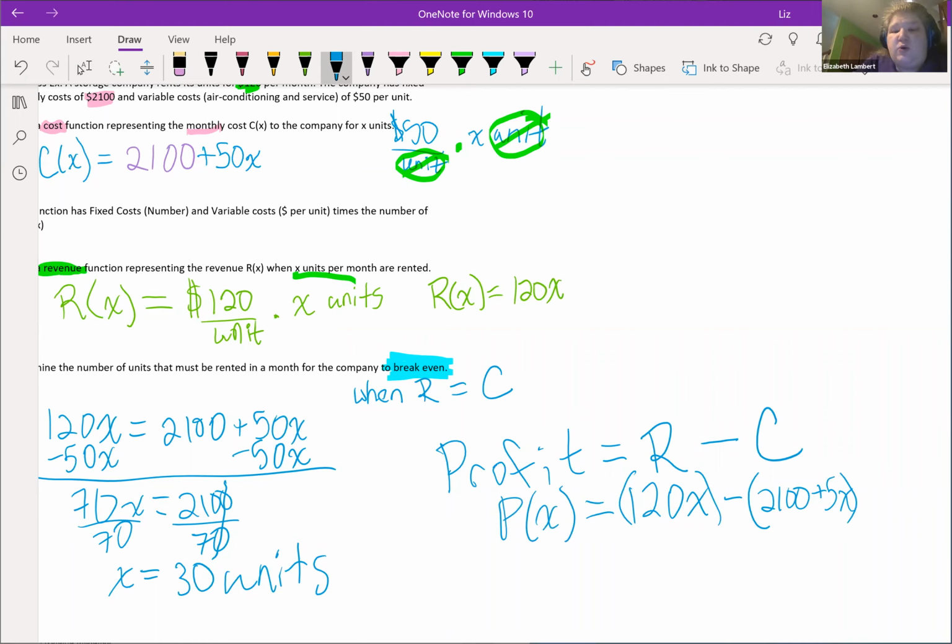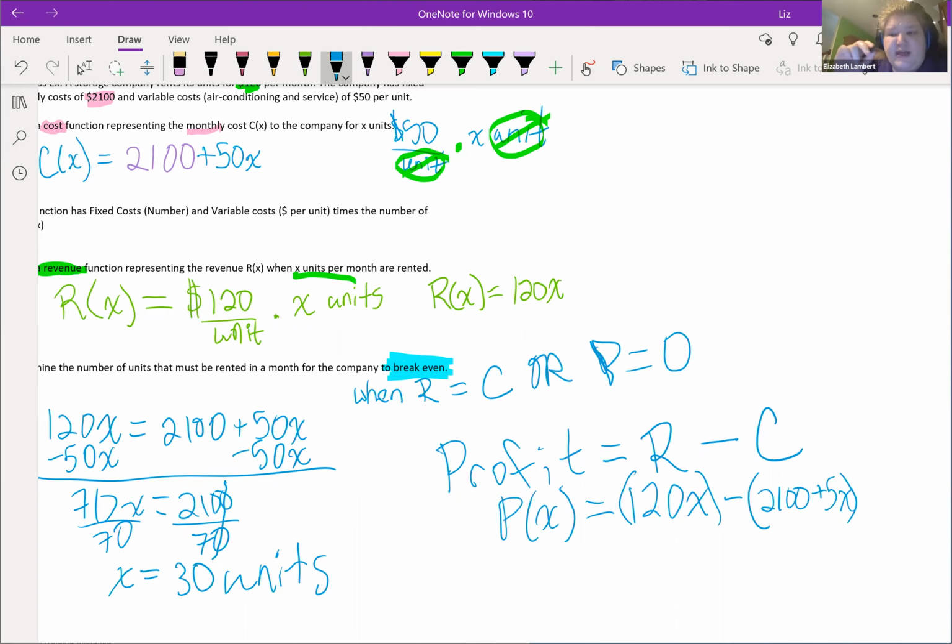So when R equals C, that's the same as R minus C equaling 0. So the profit is 0 at the break-even point. So that's the other way to figure this out. If you have the profit, set it equal to 0, that's where the revenues balance out the costs.